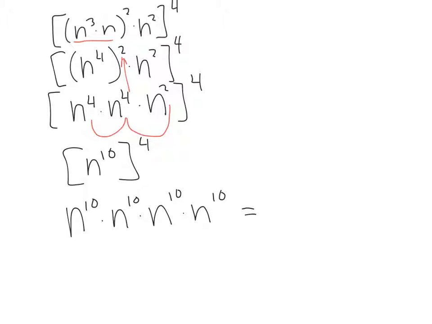If we wrote this longhand, we'd have a whole bunch of n's in a row. And how many would there be? There would be 10, 20, 30, 40 n's in a row, and therefore this is n to the 40th.